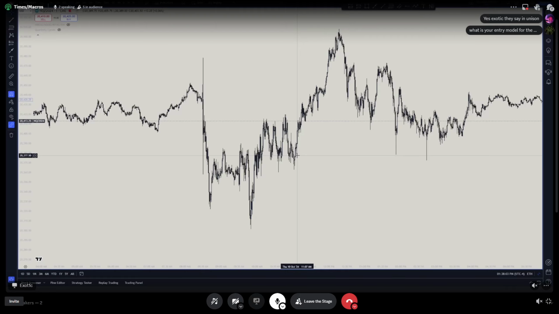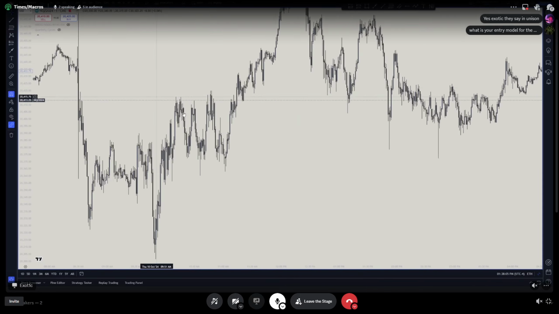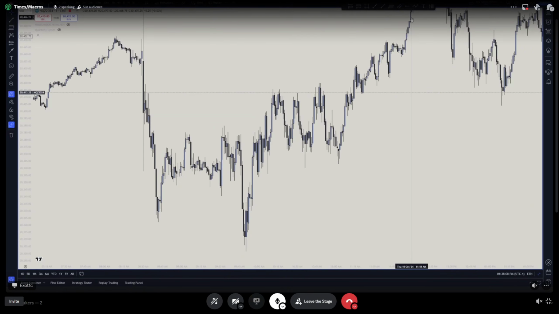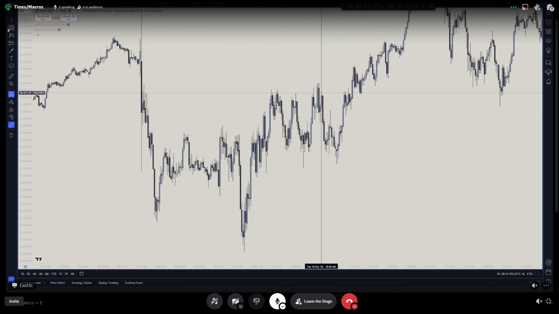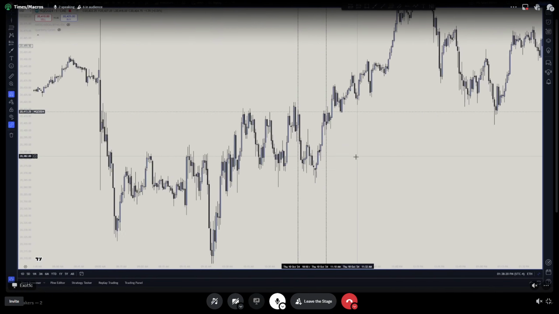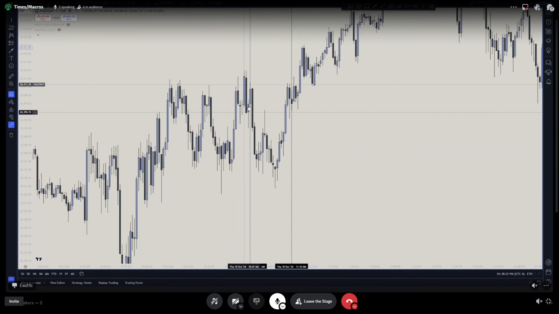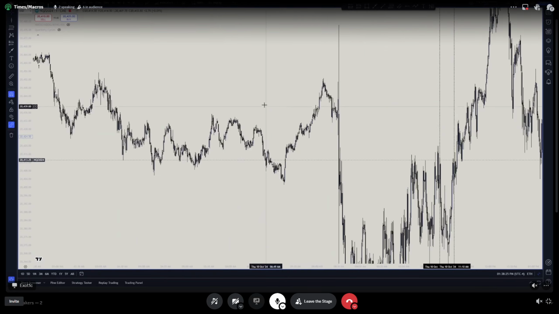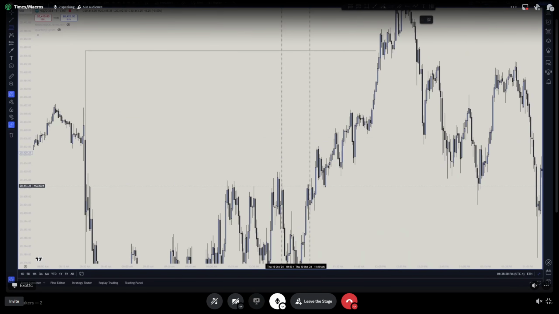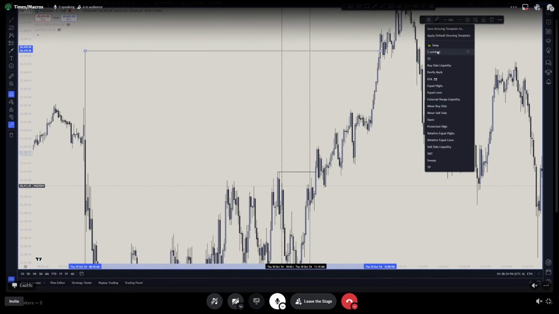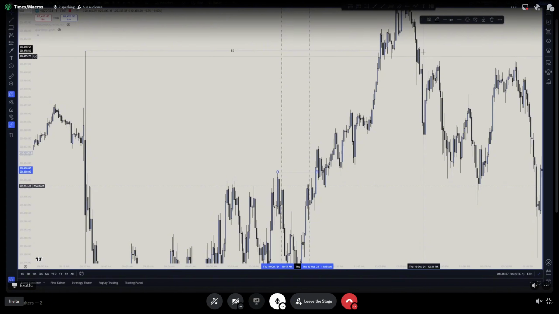What is my entry model for the macros? Well, my entry model really depends on the day and what is happening, but I'll go over the trade that I took in this macro right here for you guys. This was on Thursday, and I was looking for these news highs to get ran here, as well as these highs right here. So this was my draw on liquidity, this high and this high here.